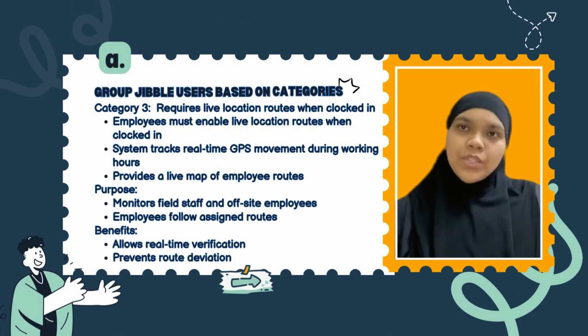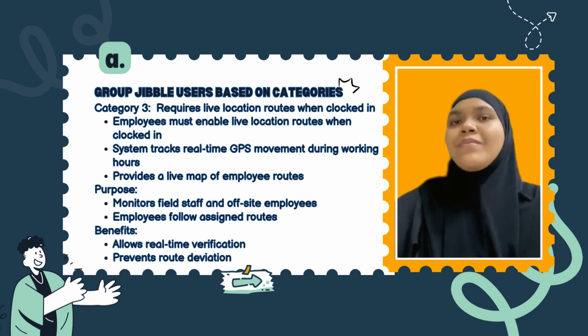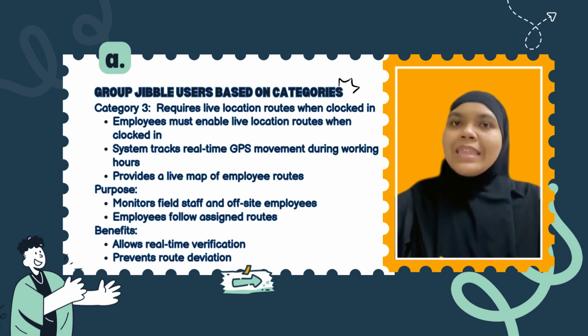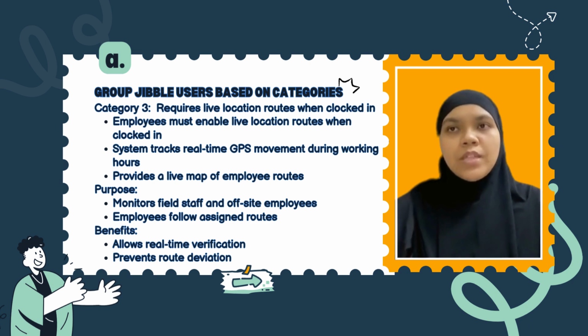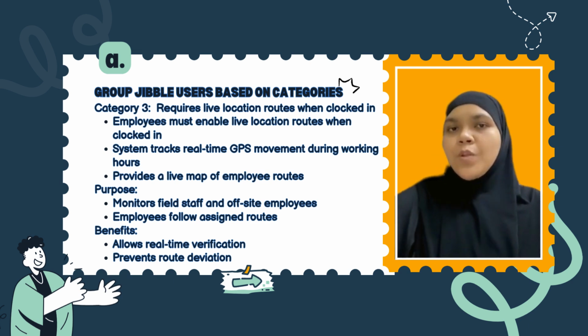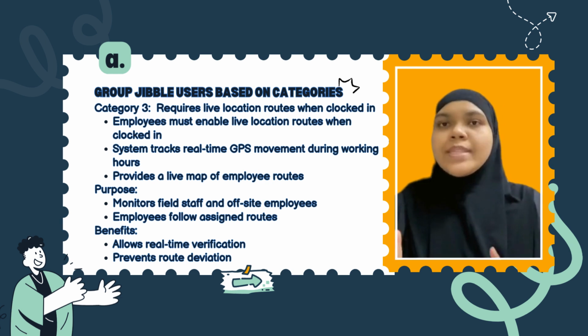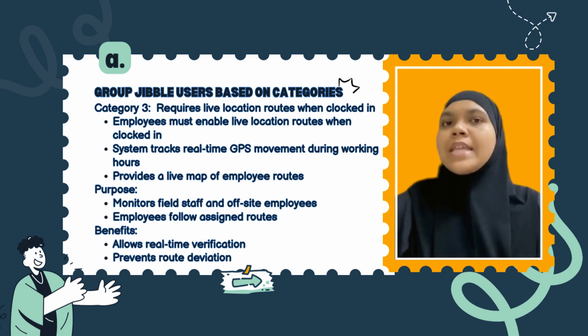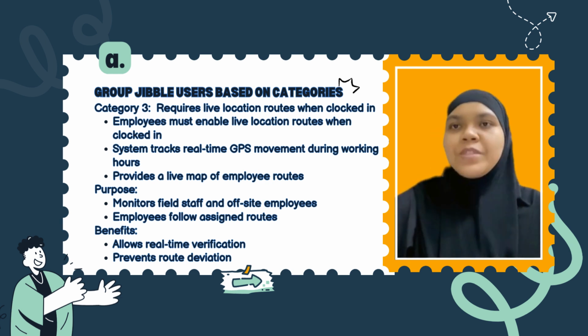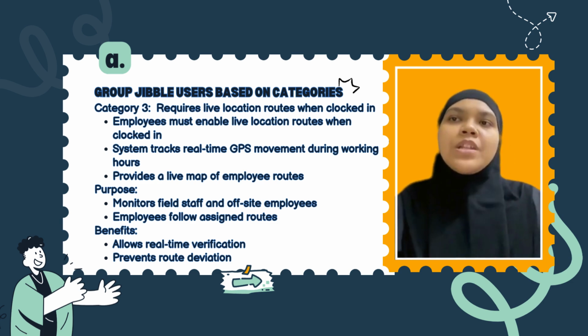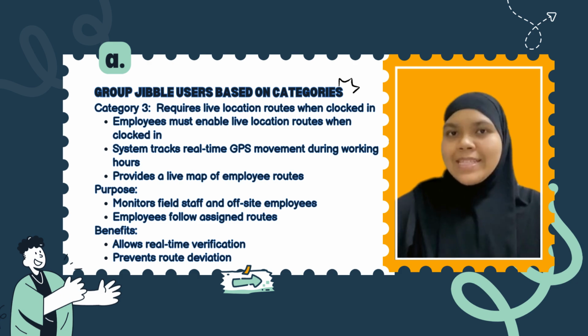Category 3, which is Lily's group, is the rule that requires users in this group to share live location routes when employees are clocked in. This feature tracks the employee's GPS location continuously while they work, showing their movement or route on the map. The reason for this rule is to monitor employees who work outside the office or travel between sites, making sure they follow their assigned routes. For the admin, this rule helps verify employee activity in real time, reduces manual tracking, and ensures accurate attendance and performance records.